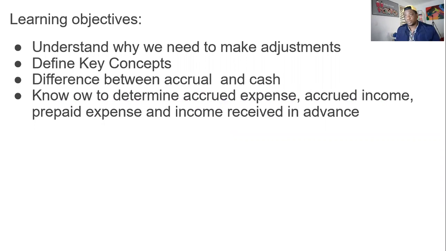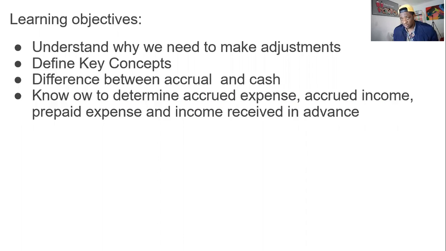Let's start with the learning objectives, which is to understand why we need to make adjustments. Typically, they will give you a question, and they'll give you a pre-adjustment trial balance, and then they're going to give you adjustments that you must make when you're doing the income statement. So you need to understand why you need to make those adjustments, because typically when these things get recorded, they get recorded in cash, and then you have to make adjustments to make sure that you're matching incomes with the year in which they happened or were incurred.